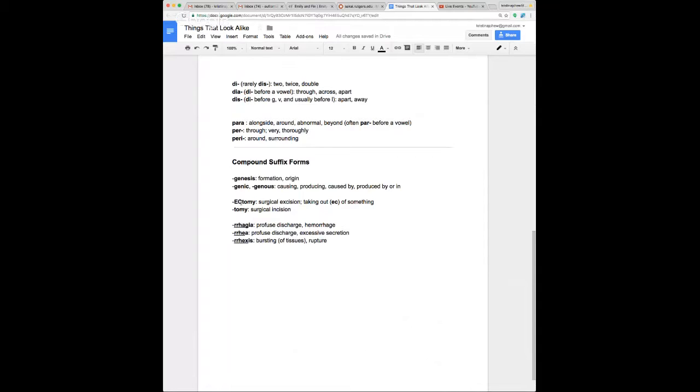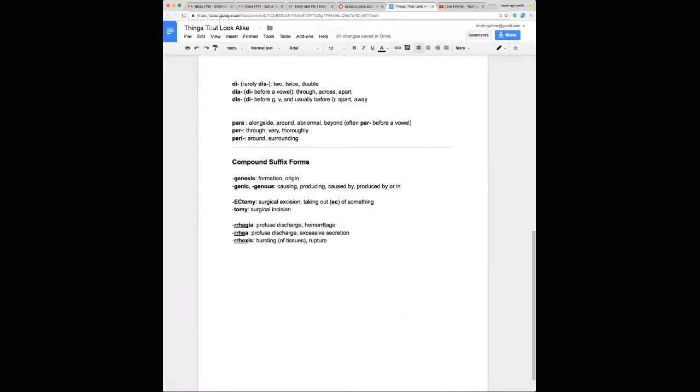And then there's these 3 compound suffix forms, which are very similar in meaning, but a little bit different. Rhagia and rhea do both mean a profuse discharge, but one means a hemorrhage, which you can guess because this part of the word is in our English word hemorrhage. And then rhea means an excessive secretion. Well, that's because the base re also has the meaning of to secrete.